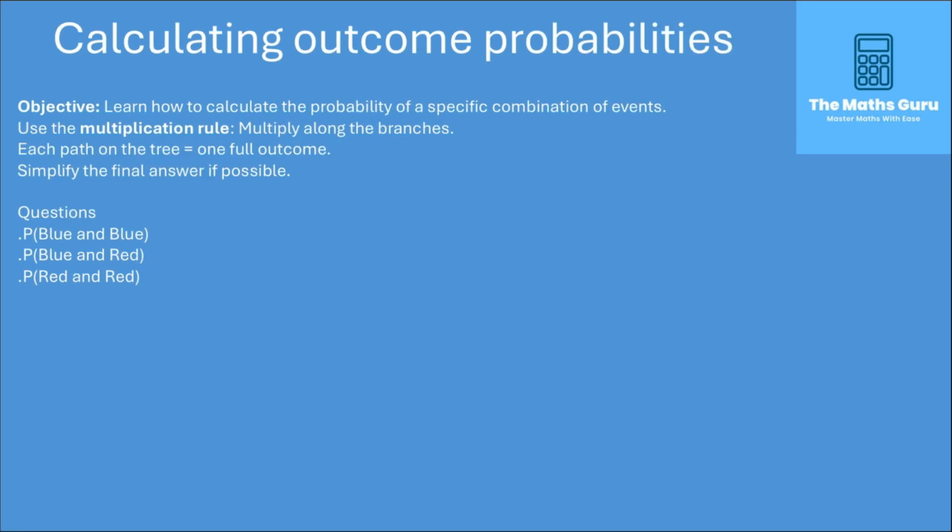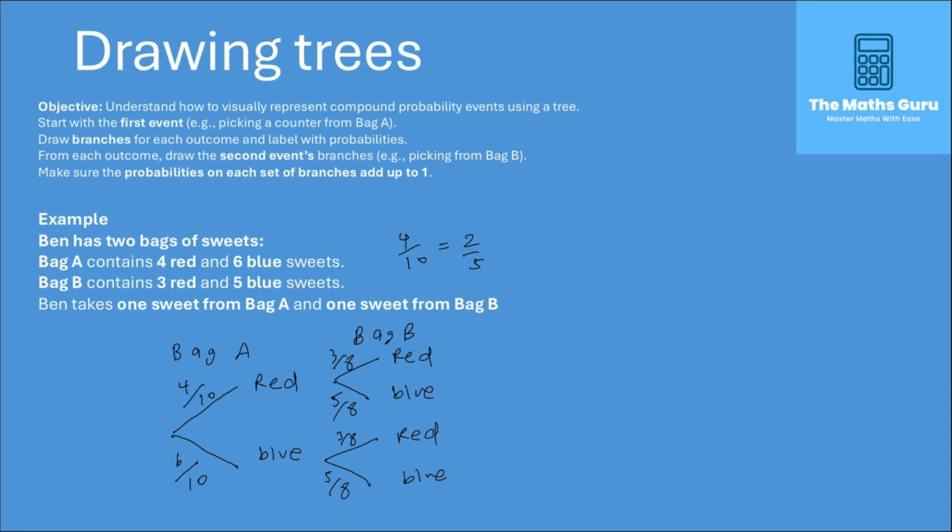Okay, we have to learn how to calculate the probability of a specific combination of events. I just talked about this in the previous slide. So we have to multiply along the branches that we use, and each path on the tree is equal to one outcome. So from start to finish, that's a possible outcome. And then we have to simplify our answer if it is possible.